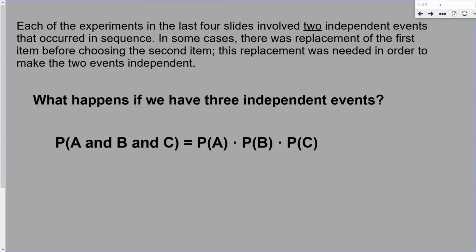Okay, so each of the experiments in the last four slides involved just 2 independent events that occurred in a sequence. In some cases there was replacement of the first item before choosing the second. This was needed in order to make the 2 events independent. So what happens if we have 3 independent events? All you do is add on one more piece to the puzzle. Okay, so this is what we had before. Now we're going to add a 3rd, and we'll just multiply by the probability of the 3rd event.